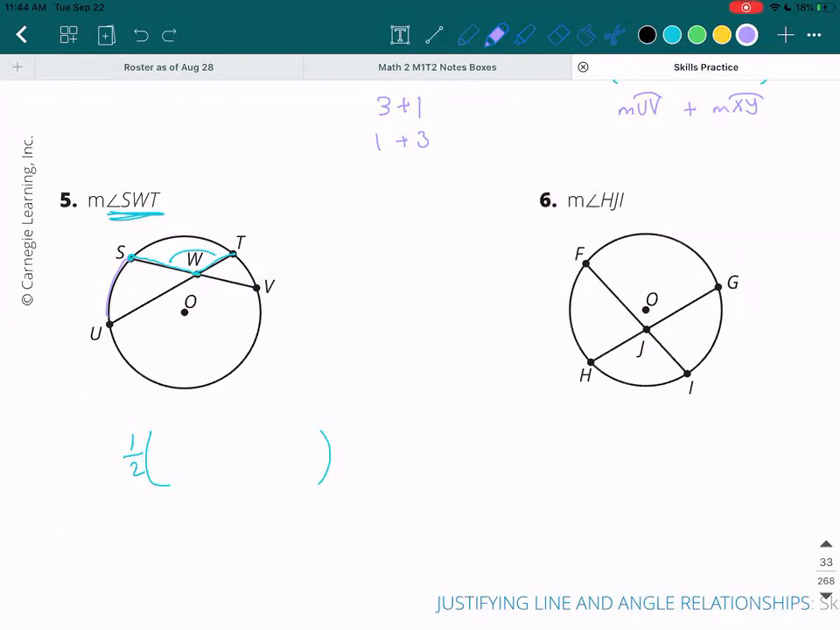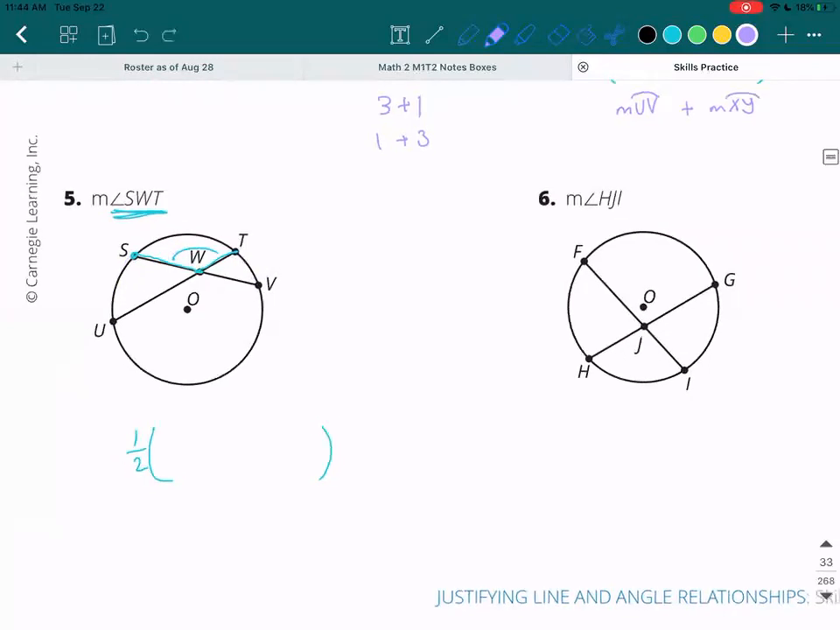Wait, you said that, didn't you? I just wrote it wrong. Sometimes just hearing all the letters gets my brain confused. Okay, so yes, ST and UV are the two arcs that we want. Good job. So measure of arc ST plus measure of arc UV. Good, good.